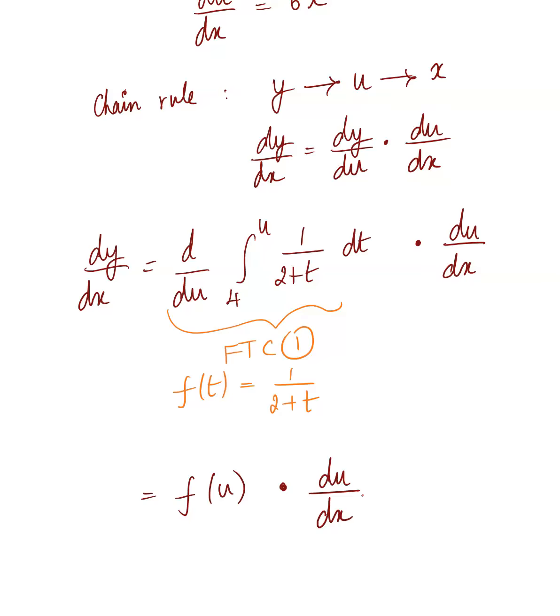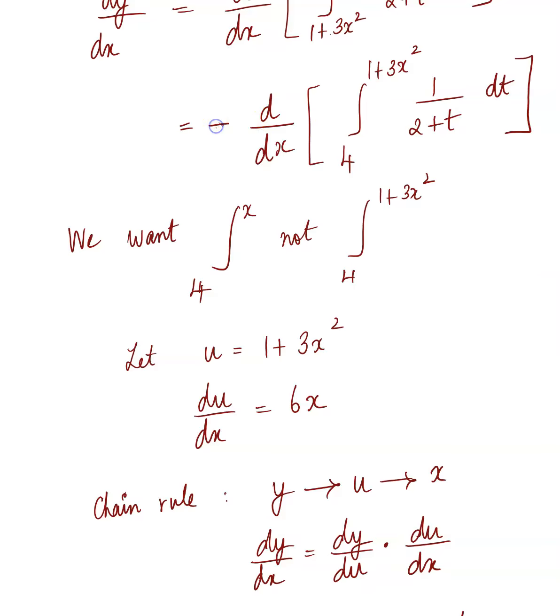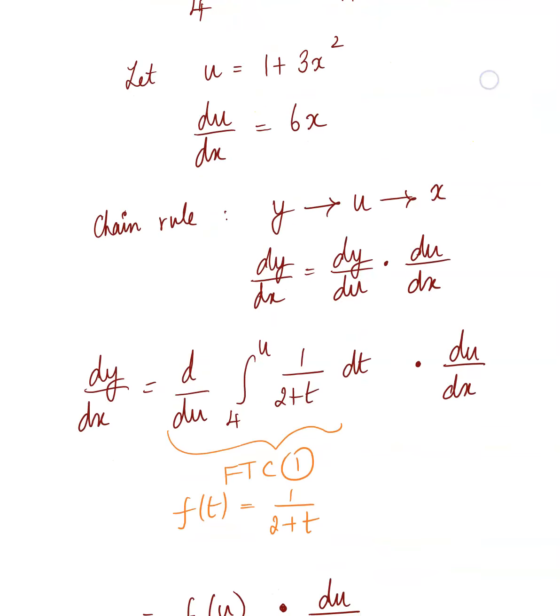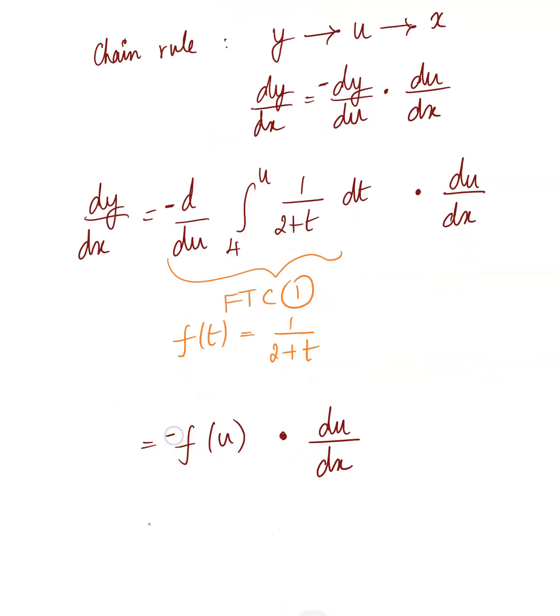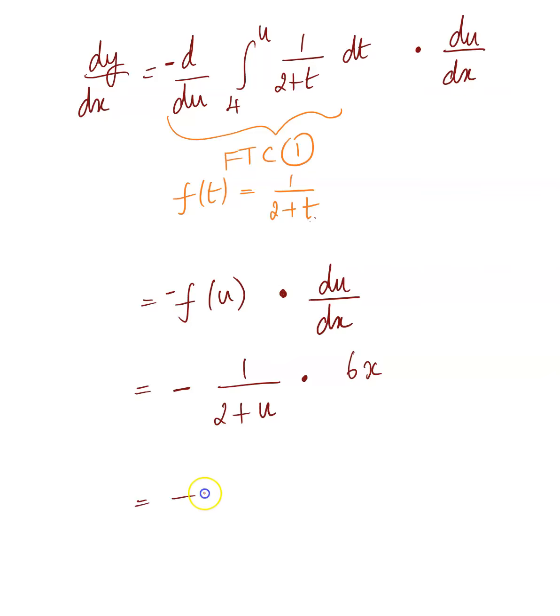Now, in all this action, there's one thing I forgot to insert, which was the minus, right? Remember, there was this minus in this whole action. So I'm just going to bring that back here. In our case, we have that minus to tag along. Okay, minus 1 over 2 plus u, right? It's 1 over 2 plus t. In the place of t, I plug in u. And du over dx, we found that to be 6x. Now replace all your u's with the original x. So 2 plus u is 1 plus 3x squared, times 6x.